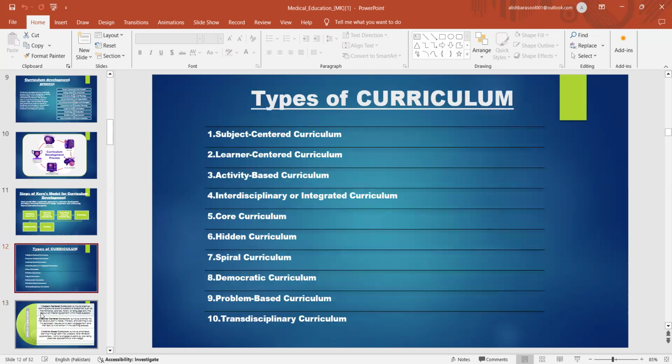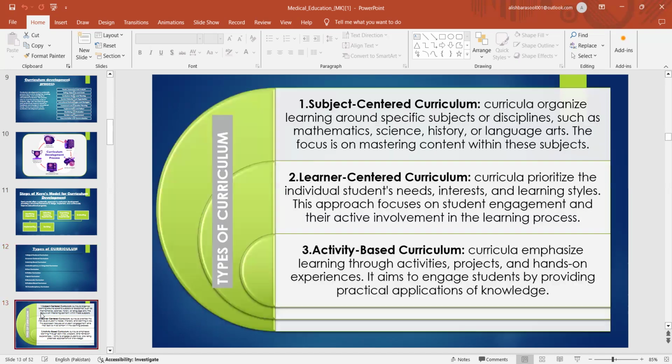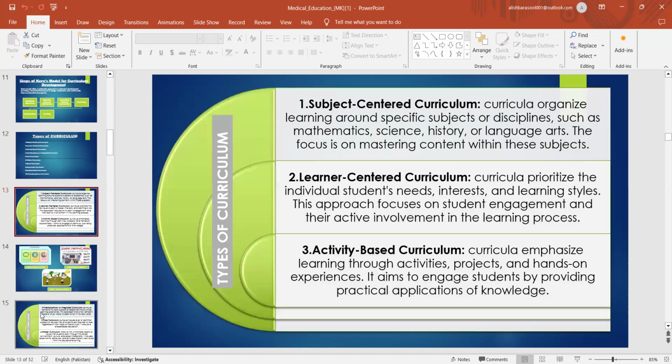Types of curriculum: subject-centered curriculum, learner-centered curriculum, activity-based curriculum, interdisciplinary or integrated curriculum, core curriculum, hidden curriculum, spiral curriculum, democratic curriculum, problem-based curriculum, and transdisciplinary curriculum. One, subject-centered curriculum. Curricula organize learning around specific subjects or disciplines such as mathematics, science, history, or language arts. The focus is on mastering the content within these subjects.